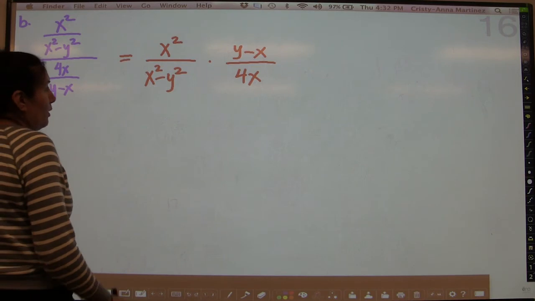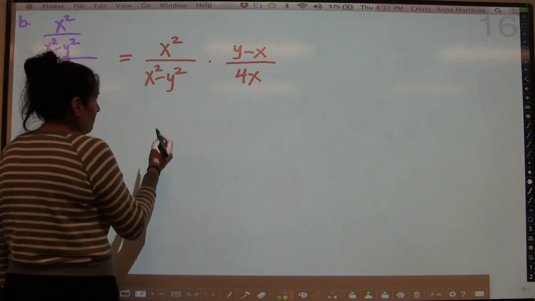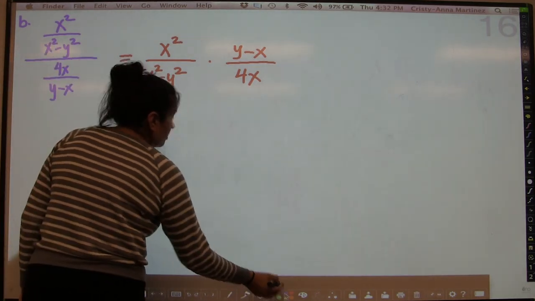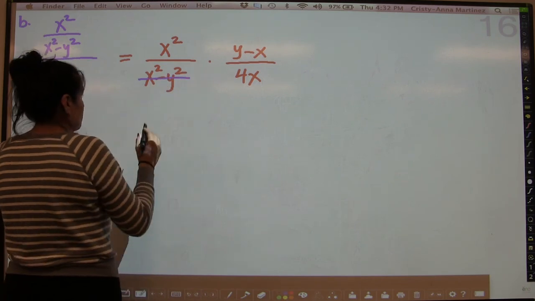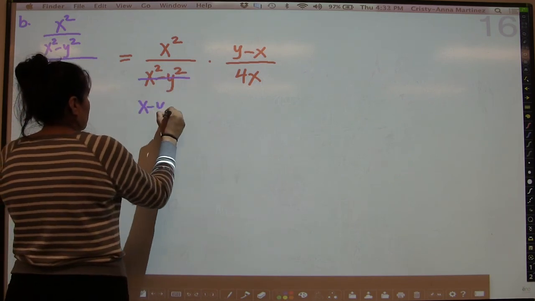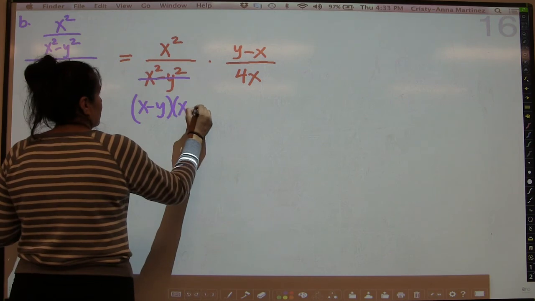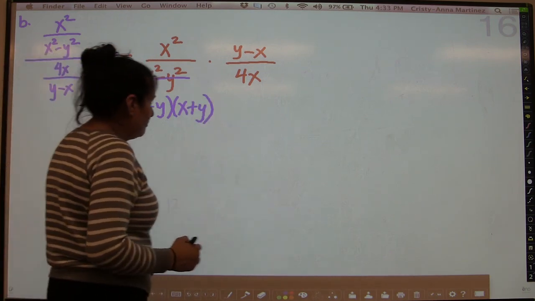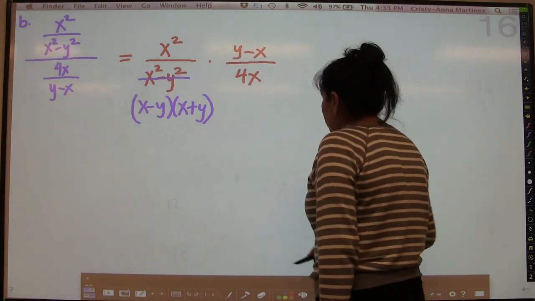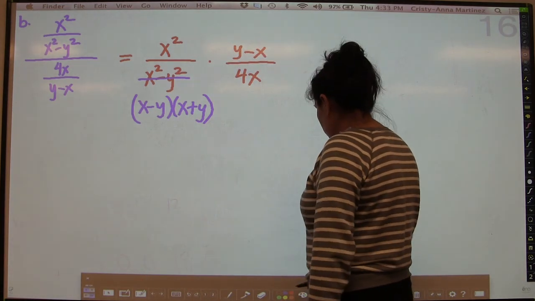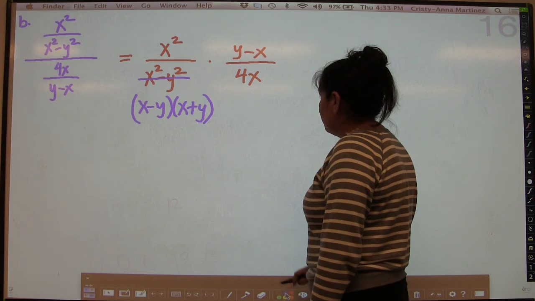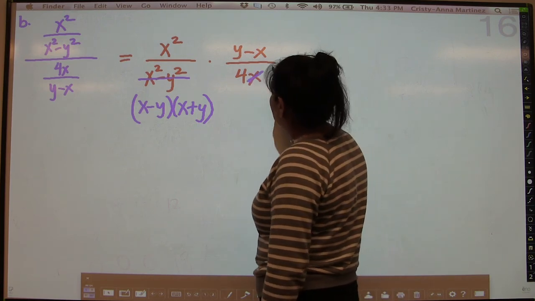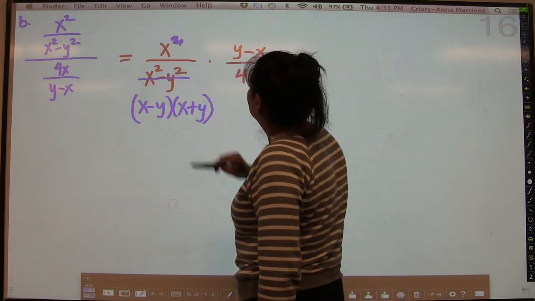And now it's just a regular problem we have in the past. You want to factor anywhere you can. And so at the bottom of this guy here, that's a difference of 2 squares. So it's going to be x minus y times x plus y. And then you can factor whatever you can. So you can see already that you can definitely cancel out the x here with one of the x's up here.